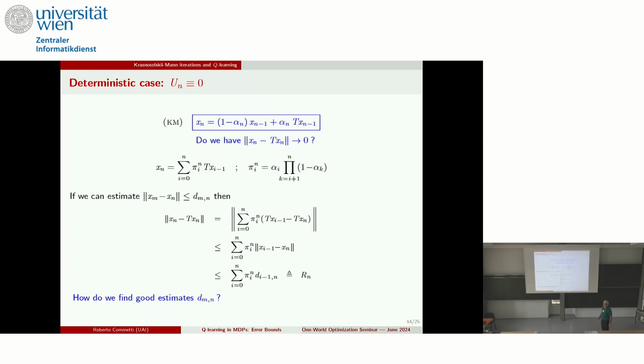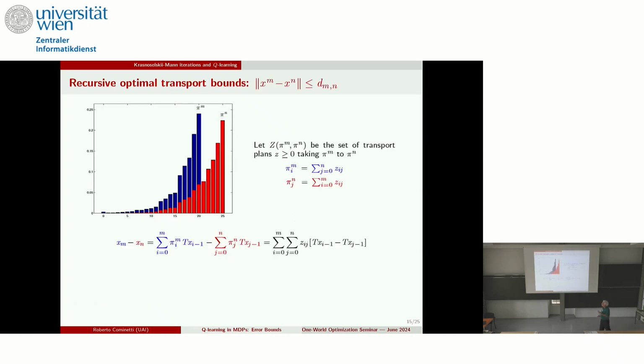You just use the triangle inequality, and you get a bound for your error. There is a big if here: we're required to estimate the distance from every pair of iterates. How do you do that? How do you get good estimates for D_mn? Well, you repeat the idea of doing optimal transport.